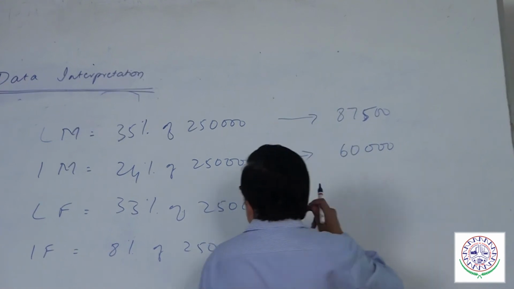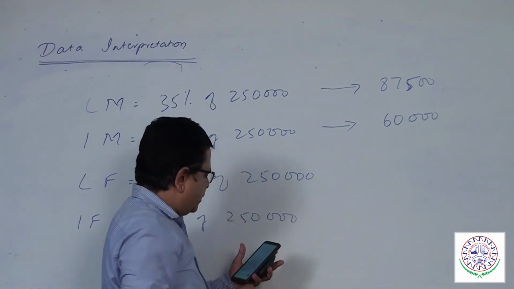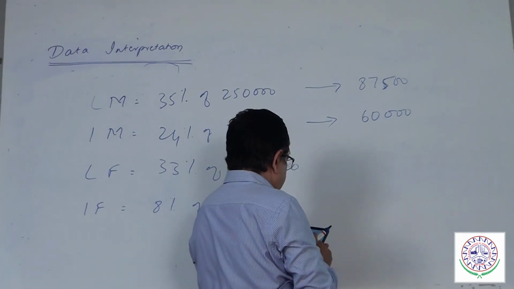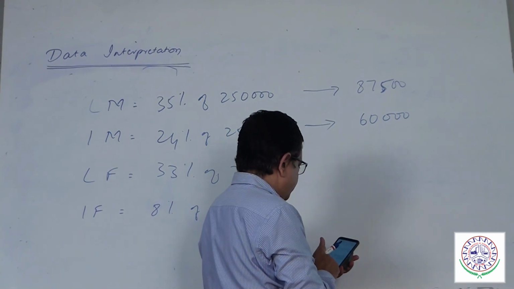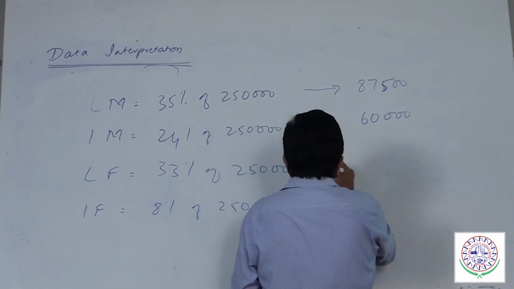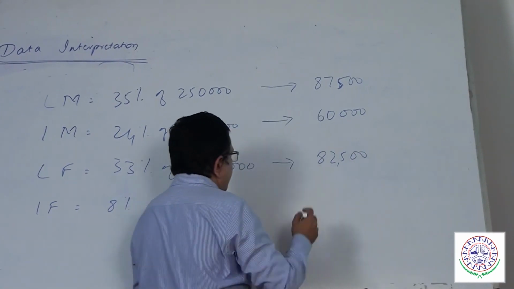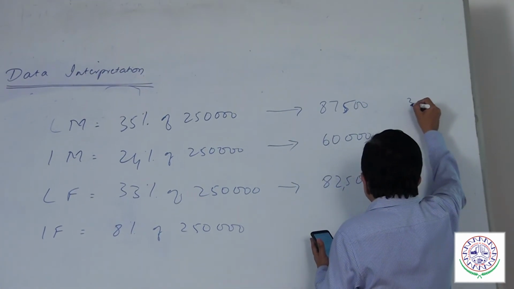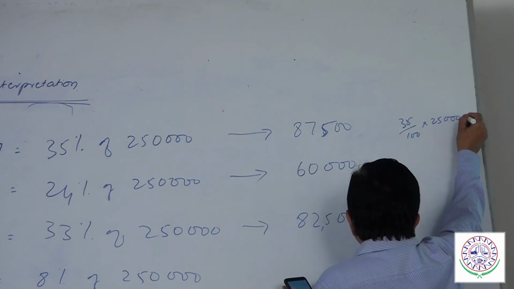60,000. Illiterate males, that is 24% of 2,50,000. 33% of 2,50,000, 82,500. Again, for all this, use the same formula, 35 by 100 into 2,50,000.